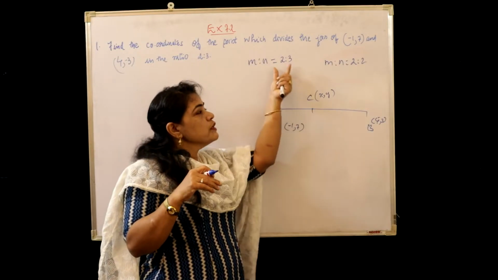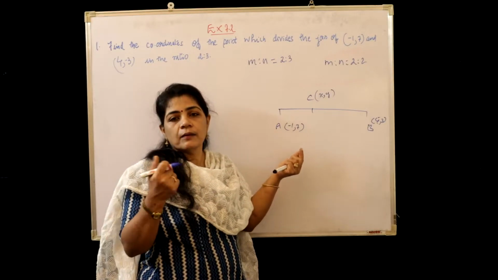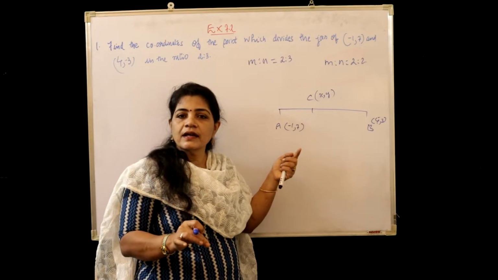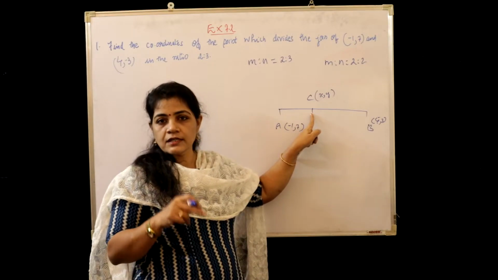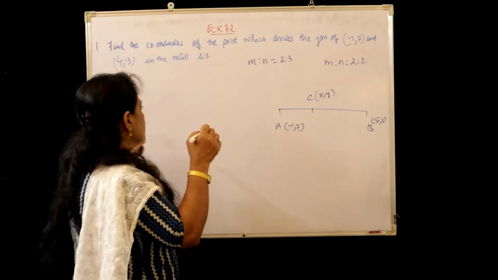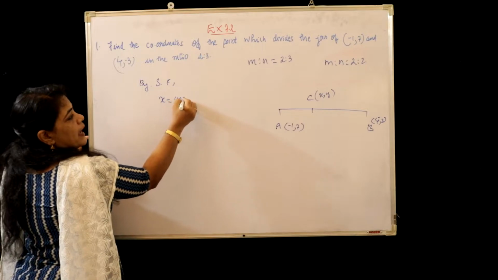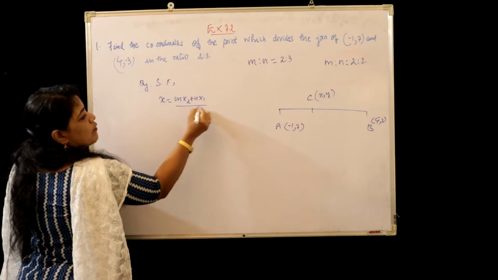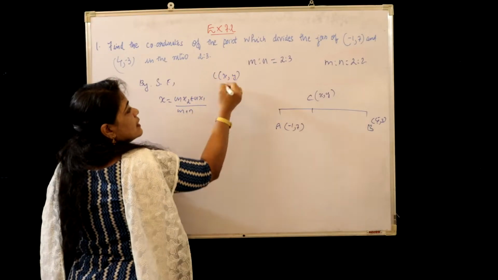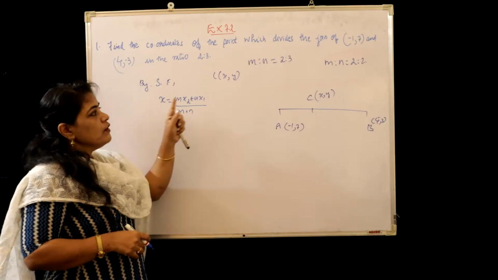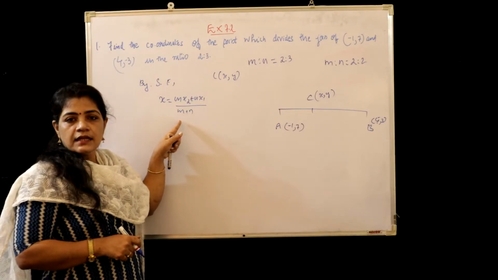But here the ratio is 2:3, so we can't apply it. C is not the midpoint. If it is given that C is the midpoint, you can apply the midpoint formula. So here you have to apply the section formula. In order to get the x coordinate of the point C, the section formula is x equals (mx2 + nx1) divided by (m + n). Let C(x, y) be the required point, and you will get x by applying this section formula.